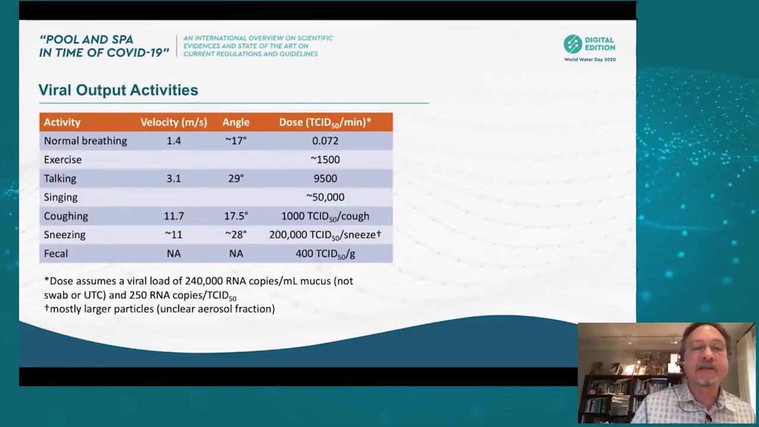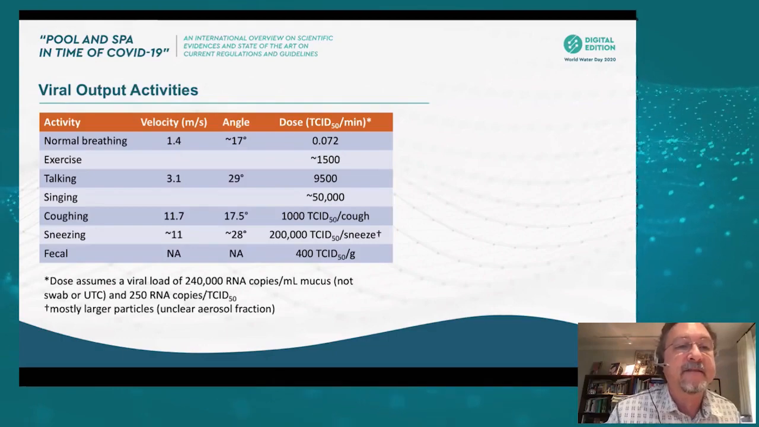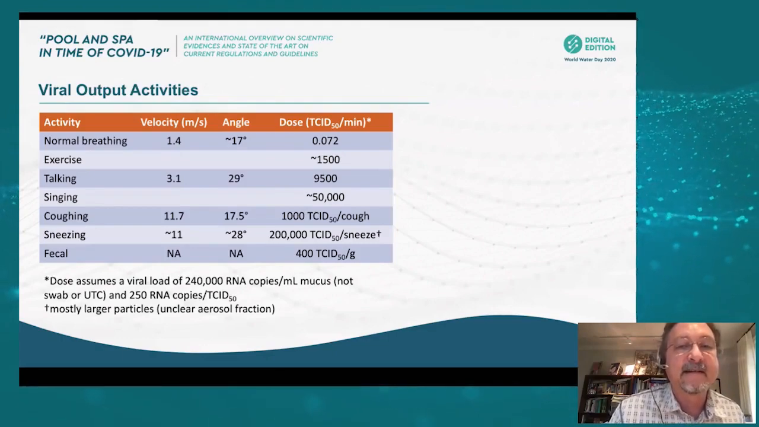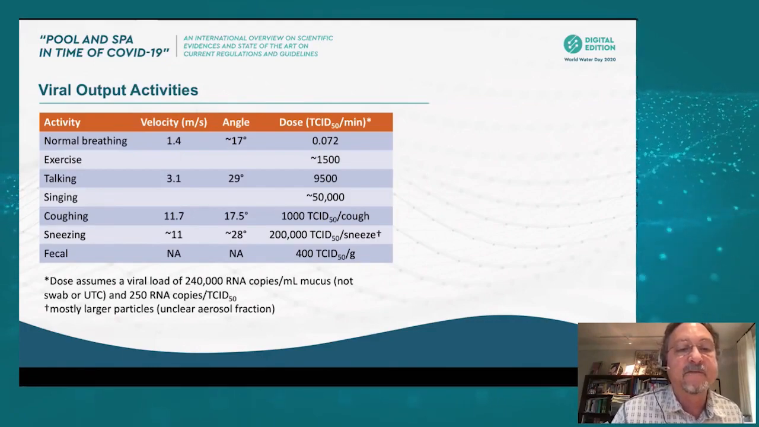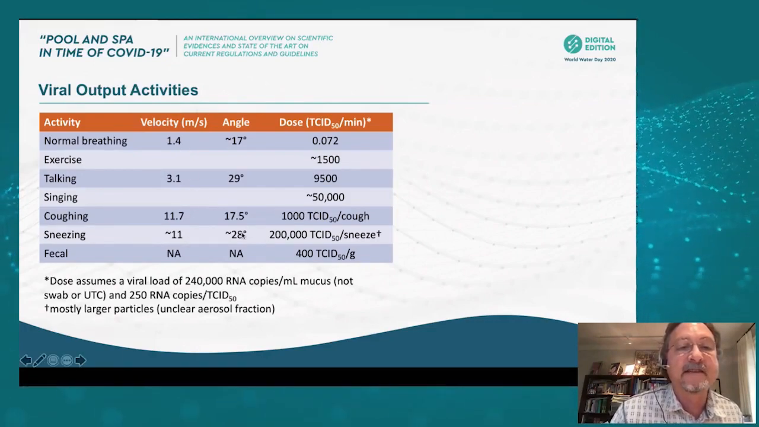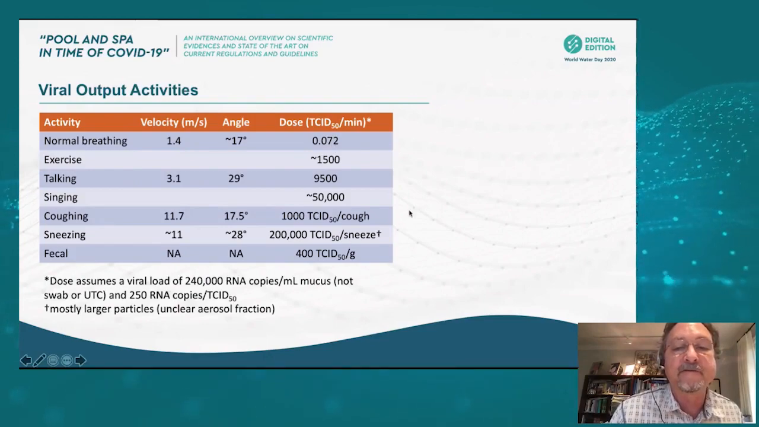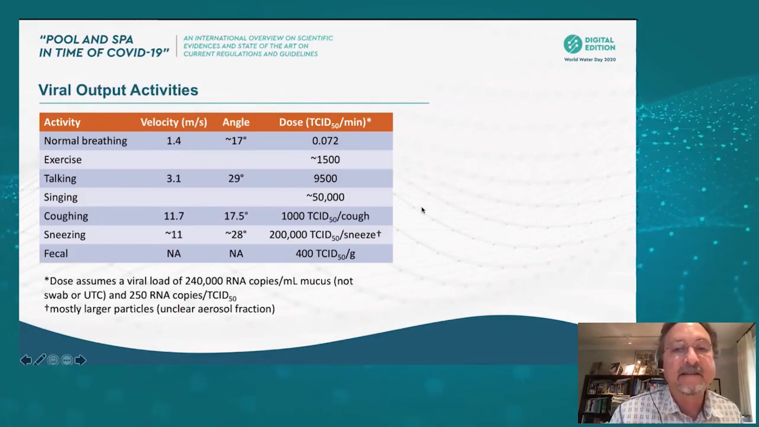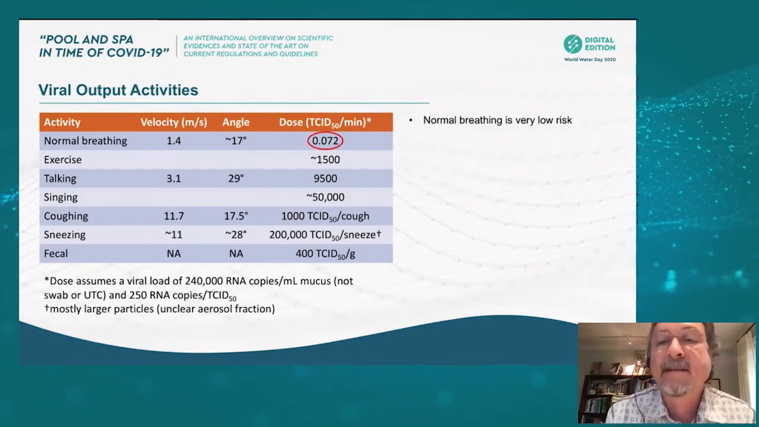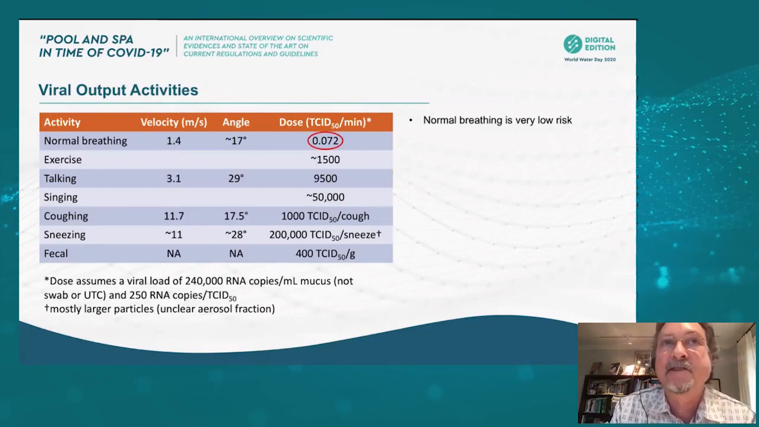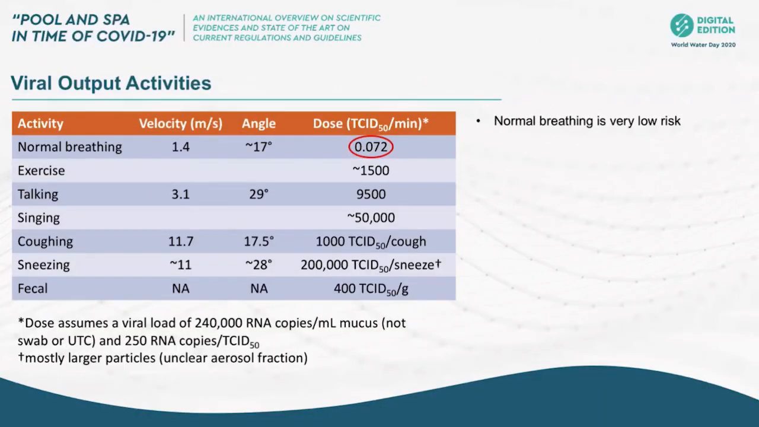Okay, so first let's start with the viral output activities. As you can see, there's a list here where you don't have to worry too much about the velocities and angles. We'll mainly focus on the dose that comes from the different activities. And you can see that normal breathing, and that's breathing that is not related to panting and heavy exercise, it's just regular breathing in and out as one would normally do.